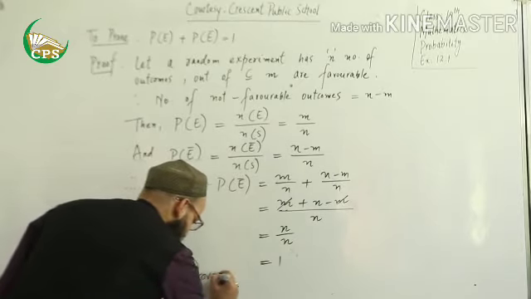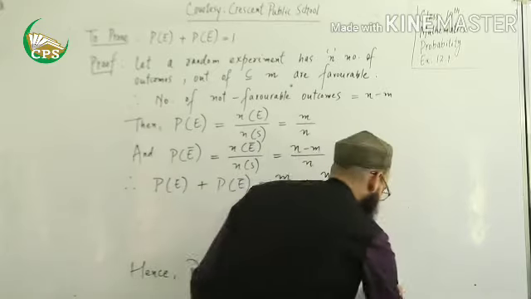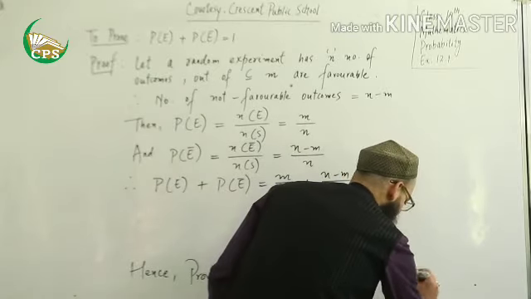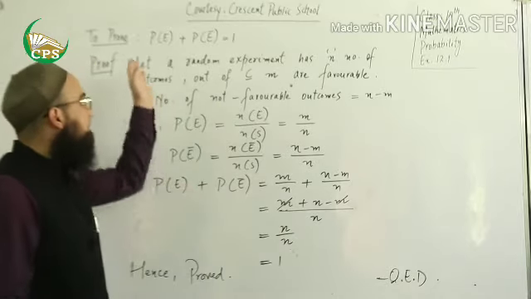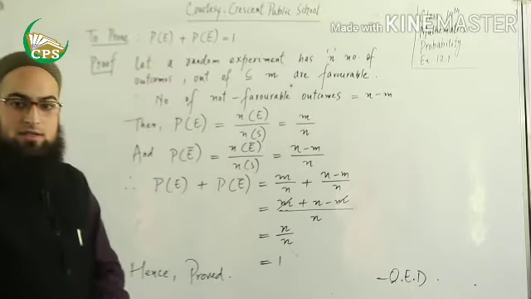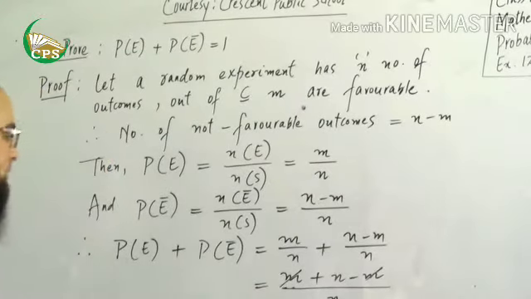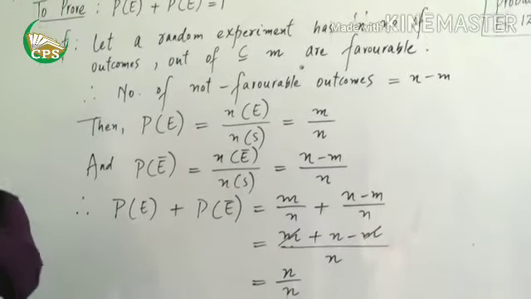Hence, proved, then quod erat demonstrandum. So this was the proof for this theorem, that probability of event plus probability of not event is equal to 1. Make a note.